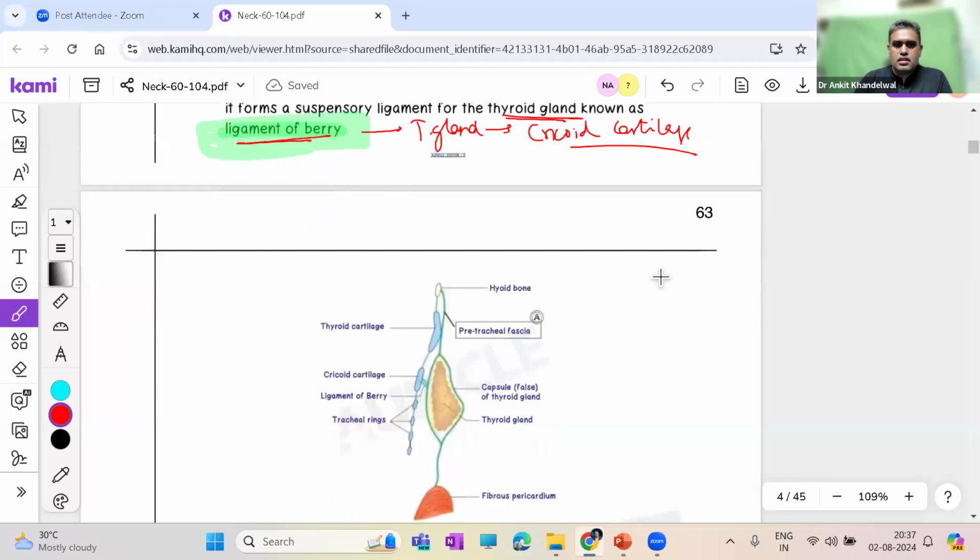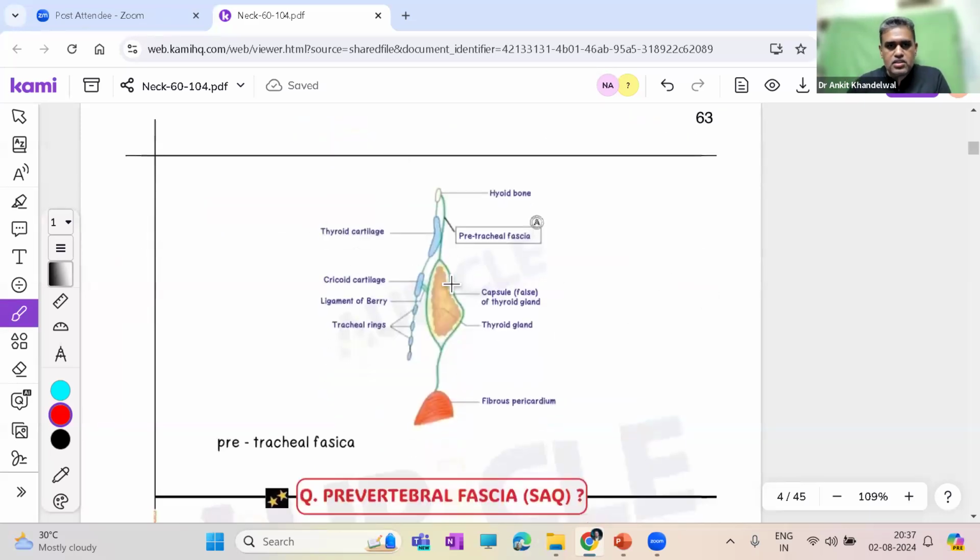Okay. Right. So here's an image also shown. Let me highlight it. This is the thyroid gland. You have this false capsule. So what is this? This is the pretracheal fascia actually. And then you can see behind you have the cricoid cartilage over here, and here is this ligament of Berry.